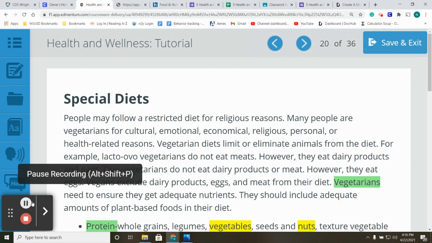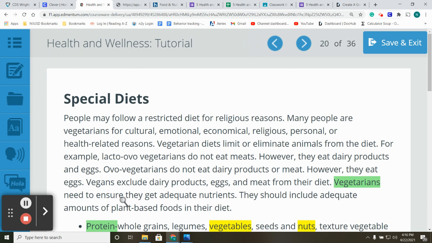Special diets. People may follow a restricted diet for religious reasons. Many people are vegetarians for cultural, emotional, economical, religious, personal, or health-related reasons. Vegetarian diets limit or eliminate animals from the diet. For example, lacto-ovo vegetarians do not eat meats. However, they eat dairy products and eggs. Ovo vegetarians do not eat dairy products or meat. However, they eat eggs. Vegans exclude dairy products, eggs, and meat from their diet.